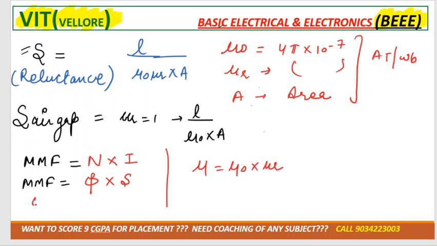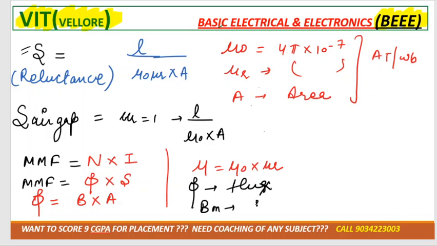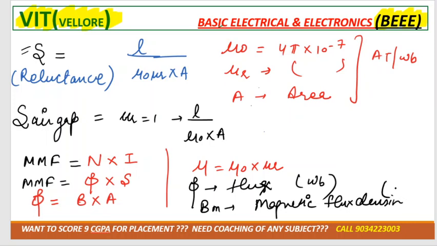Next, they can ask the flux formula. Flux is equal to B multiplied by A, where phi is the magnetic flux and Bm is the magnetic flux density, right? The unit of flux density is Weber per meter square, equal to 1 Tesla, right?